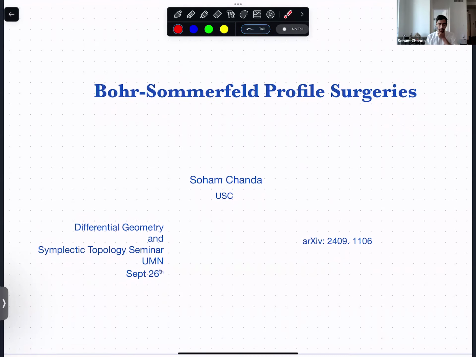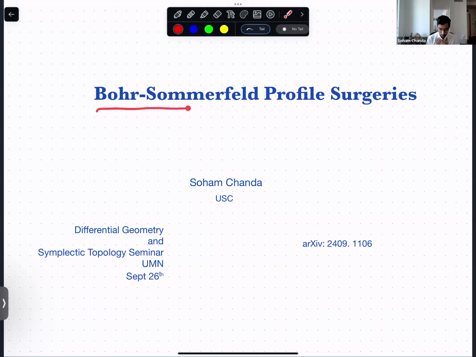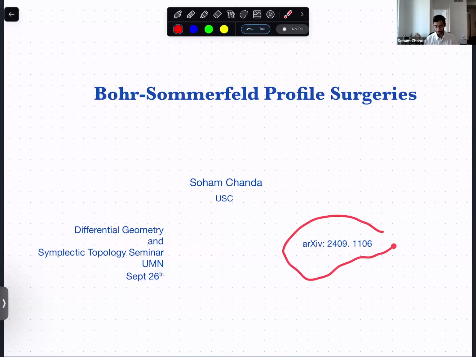Okay, so today's talk is about Bohr-Sommerfeld profile surgeries. This is a type of surgery on Lagrangian submanifolds. And this is based on this work, which is on arXiv, and this is the identifier.